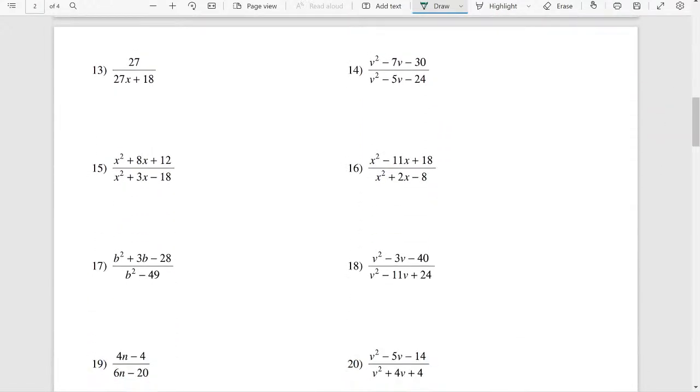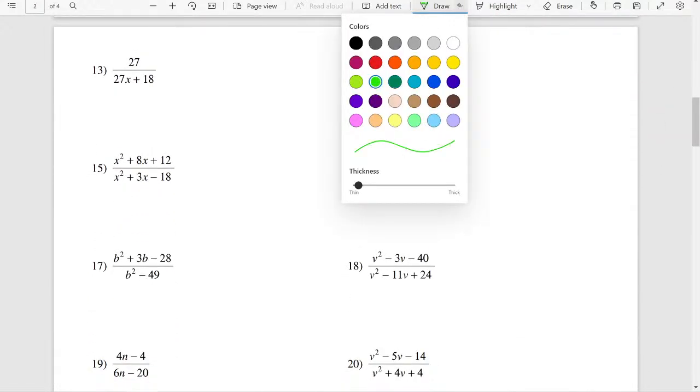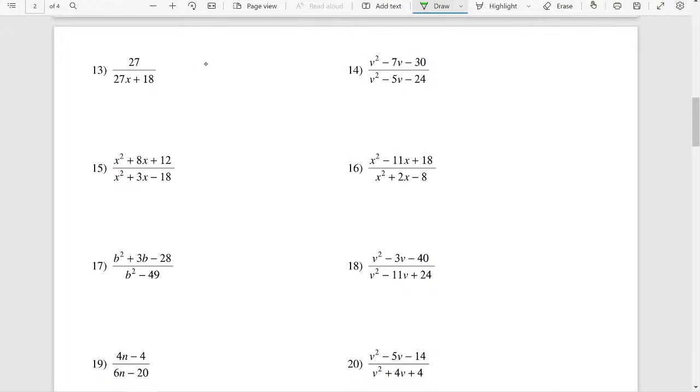All right, time to switch colors again. Go to a lighter green here. And now I'm going to factor out from the bottom. I can't just divide everything by 27. Both of these numbers are 27, yeah, but this number is an 18. You have to include all your different numbers here.